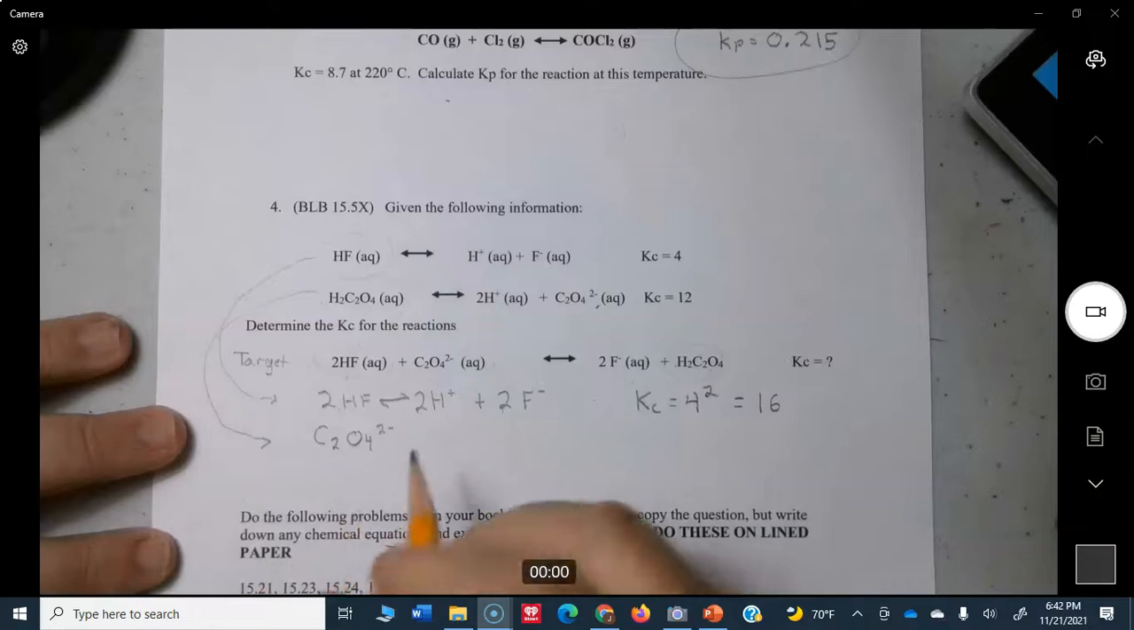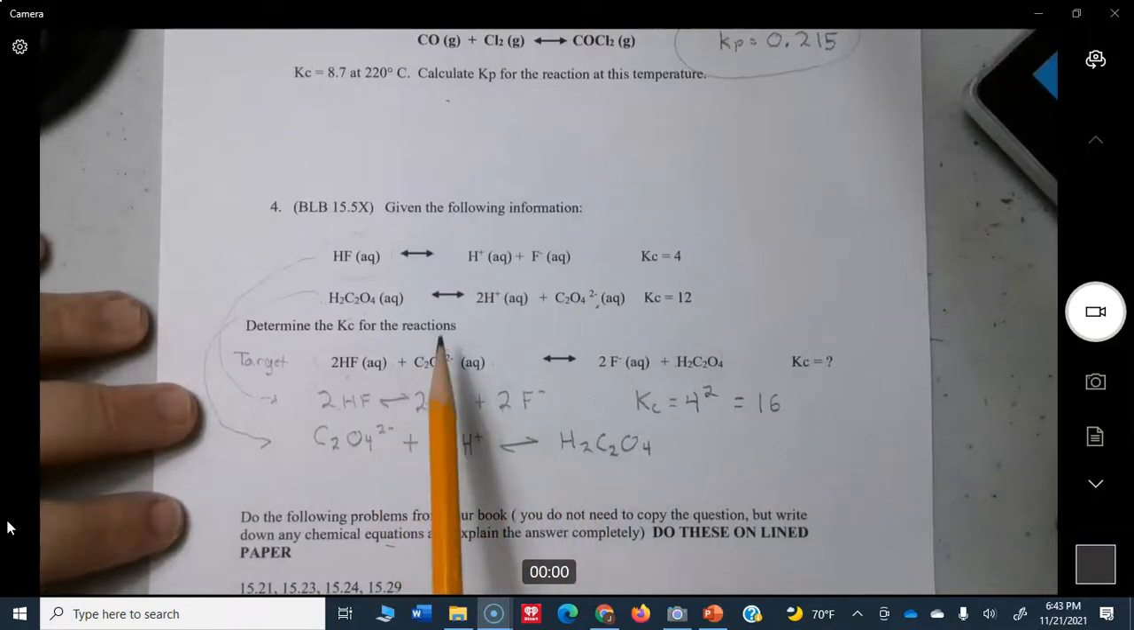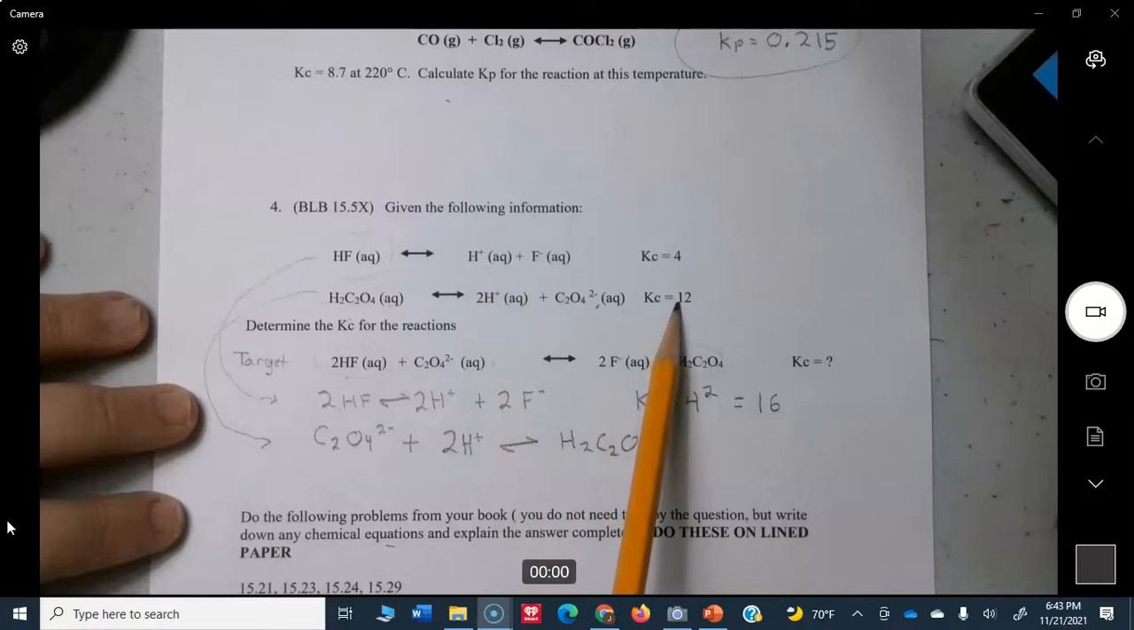Again, this is just for ions. It has nothing to do with equilibrium. Okay, so we reverse that equation. And what do we do when we reverse an equation? In Hess's law, we would put a negative sign in front of that if it was enthalpy. So positive 12 would become negative 12.